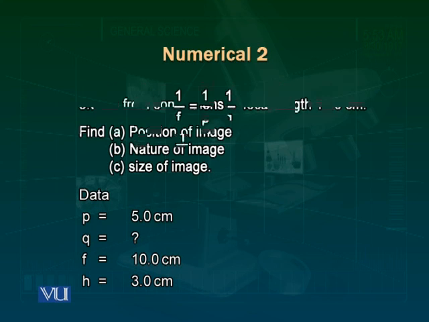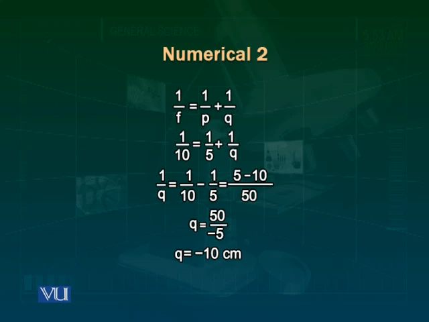f is 10 centimeters. Putting it in the lens equation, 1 over f is equal to 1 over p plus 1 over q. We find 1 over 10 is equal to 1 over 5 plus 1 over q. Rearranging, we find 1 over q is equal to minus 5 over 50, giving us q is equal to minus 10 centimeters. Because q is minus 10, that means the image is going to be on the same side as the object. That is the only case in which we have the image on the same side as the object, and then the image is virtual, like in the case of a magnifying glass.